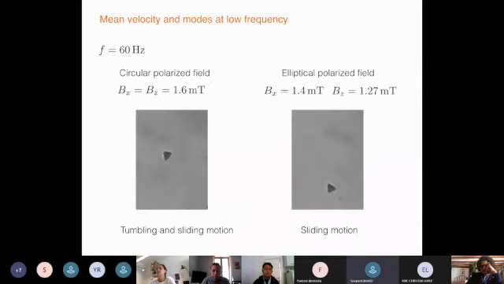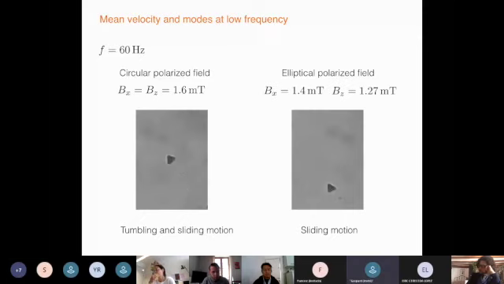And you can notice also that you go faster in the tumbling mode than with the wheel mode. So then, if you go to a higher frequency, here 60 Hertz, and if you first start with the circularly polarized field, so the X and Z components are equal, you see that you have a new kind of motion, which is basically the sliding motion. So the triangle slides on top of a surface, and sometimes you see a tumbling event of the triangle.